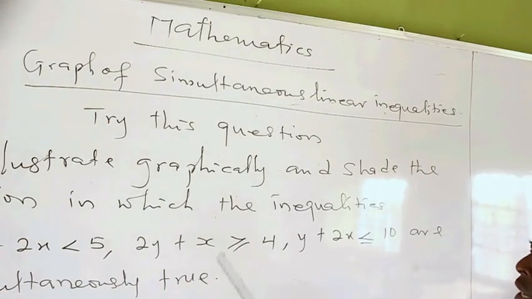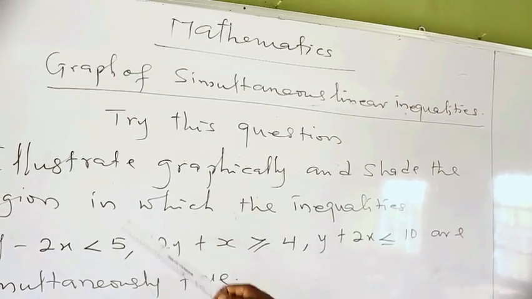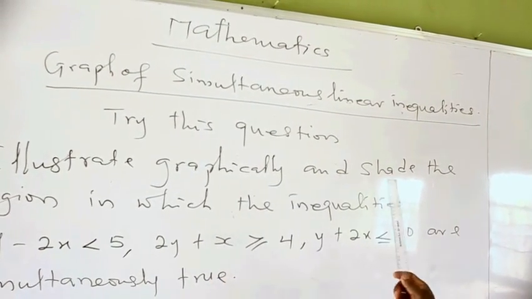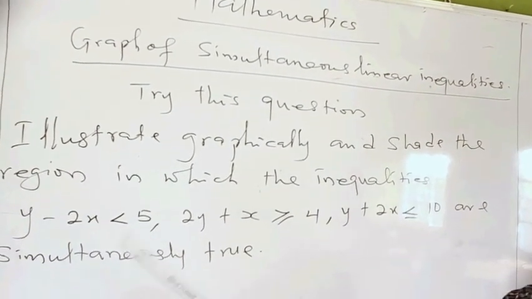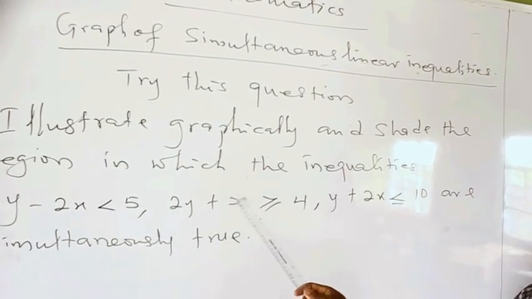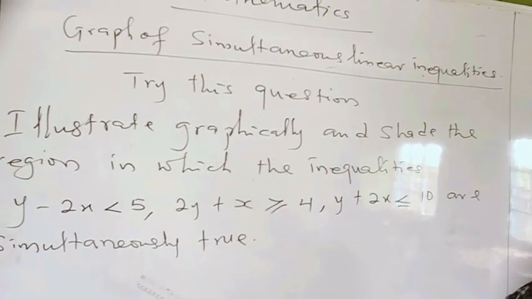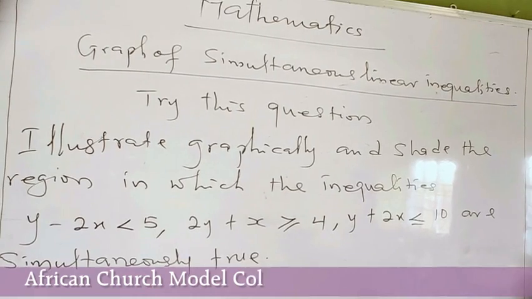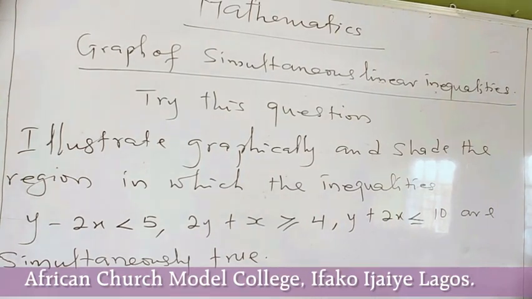Okay, now, student, you can try this as your homework. The question says, illustrate graphically and shade the region in which the inequalities y minus 2x is less than 5, 2y plus x is greater than or equal to 4, y plus 2x is less than or equal to 10 are simultaneously true. In case you have any problem or any question, just drop your comment in the comment section.